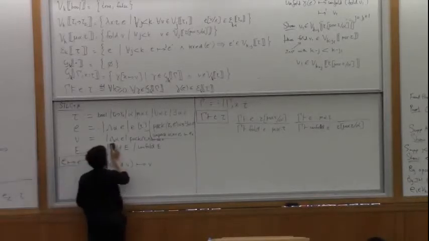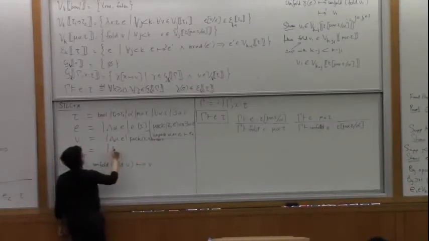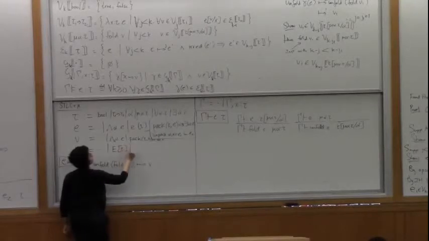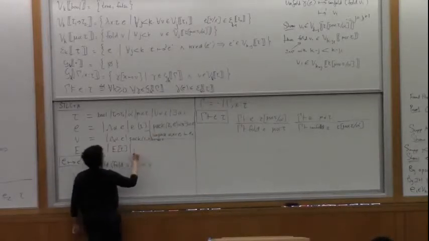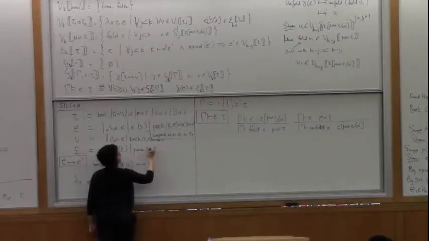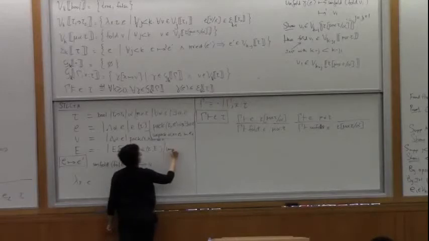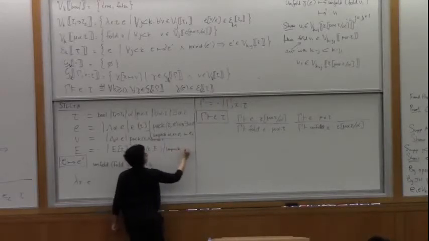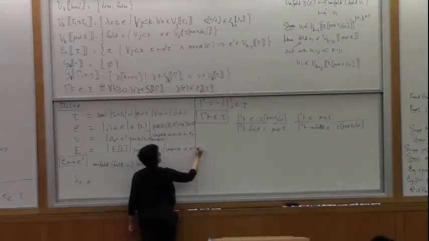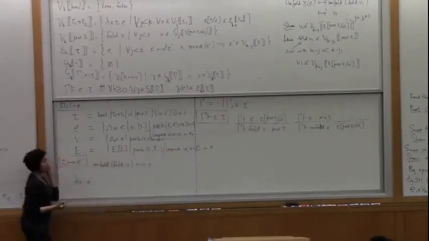And then we want evaluation contexts, so type instantiation, for pack, I won't write the as exists alpha tau, and for unpack, unpack alpha x equals e. Okay?